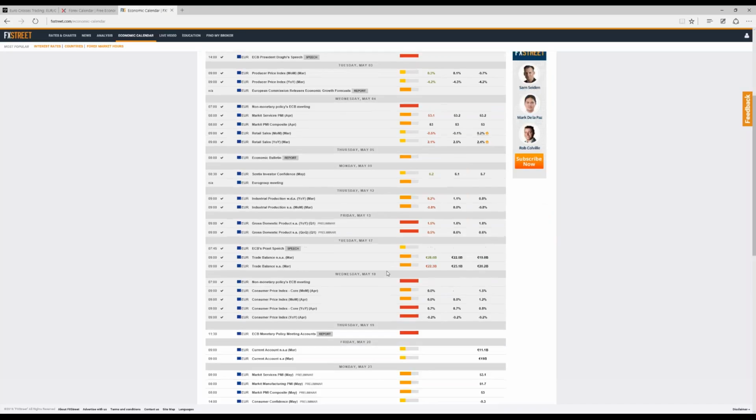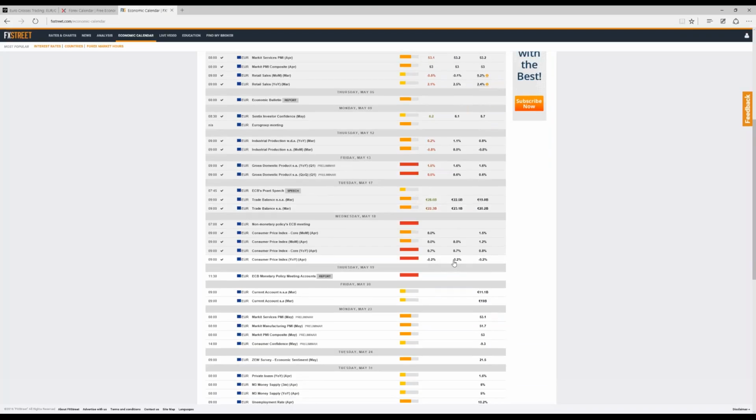And then again, we had the trade balance for March. Well, this was a little bit mixed because two different indices gave us two different results: one of them came in better than expected, one of them came in lower than expected, so that was pretty mixed. But then again, the price index wasn't really changed today.